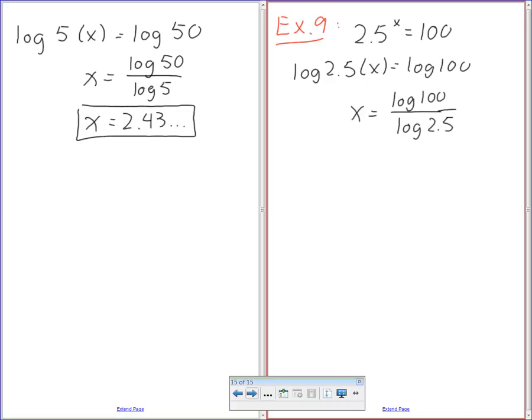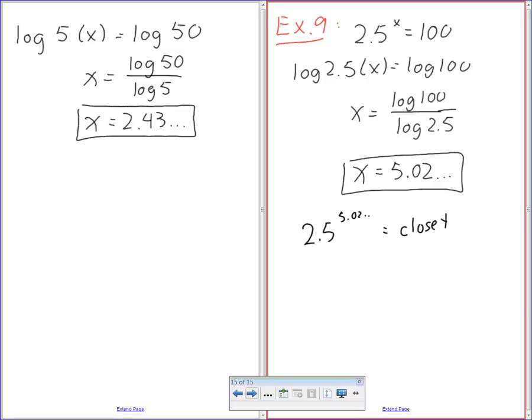Now, just before I finish this question here, you can check this out for yourself too. If I do 2.5 to the 5.02, I should get something close to 100. The reason I say close is because you have to round, right? So there'll be some sort of rounding in there, like 99 point something or 101. Which is fairly close, okay? And the more decimals you keep, the closer it gets.